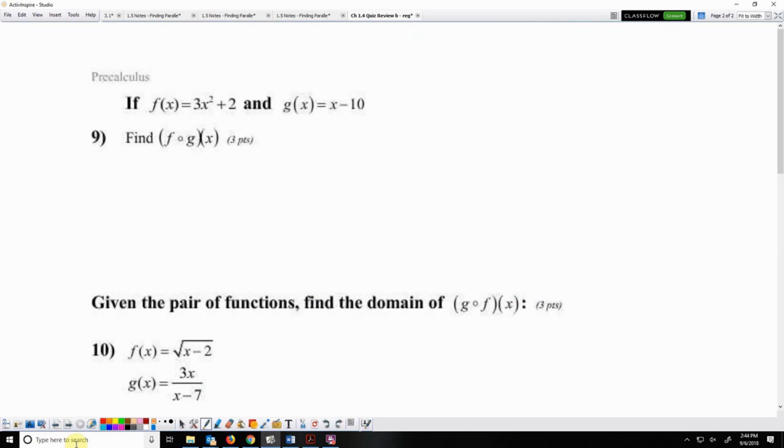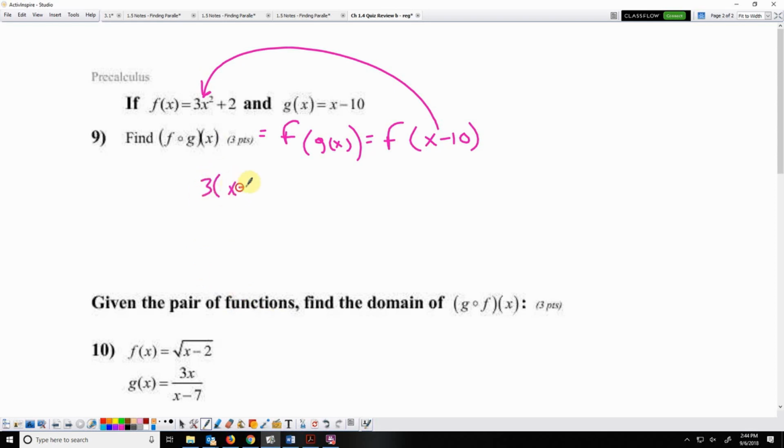Find f of g of x. So that's the same as writing it like this, which means we're doing f of g of x, where g of x is x minus 10. So we're just taking this x minus 10 and plugging it in to f of x. So we get 3 times x minus 10 squared plus 2.